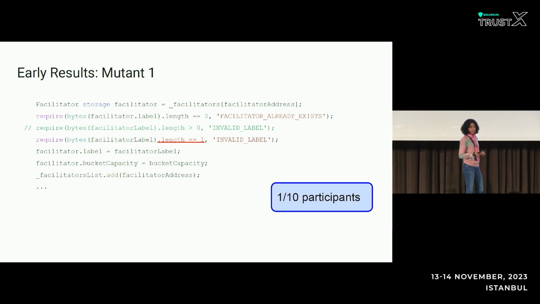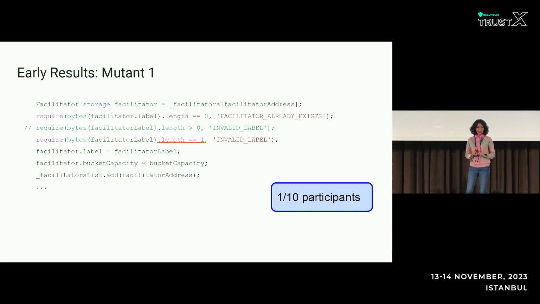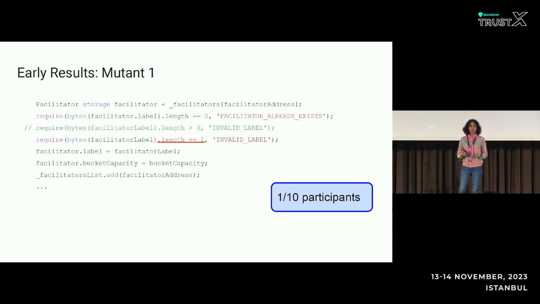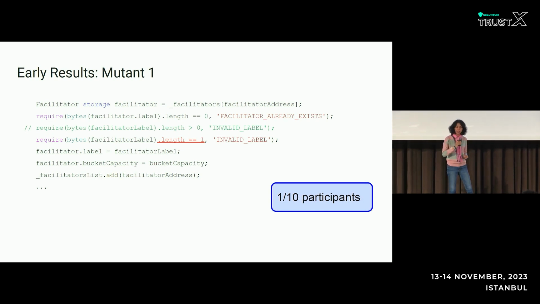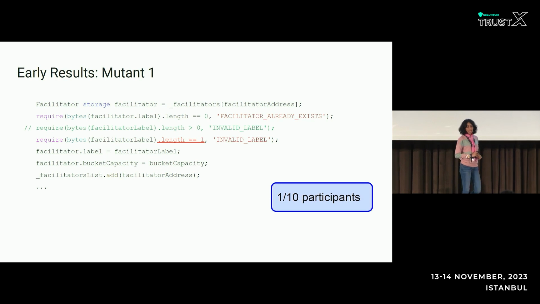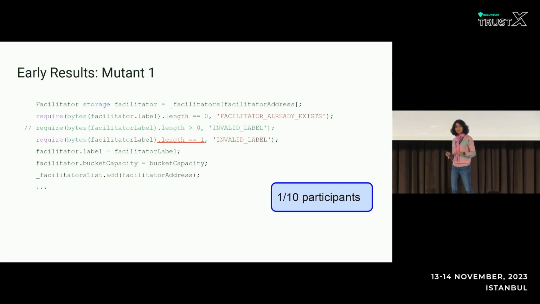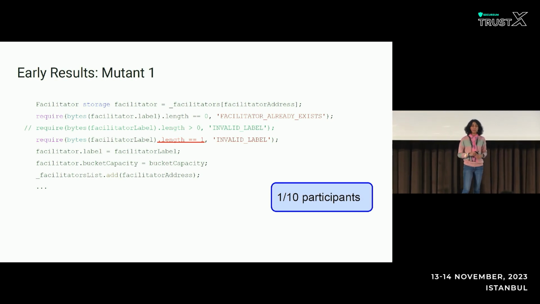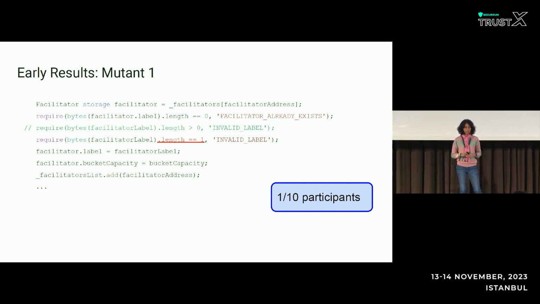Here, the change that was done in the code is there was a require clause, and we basically just changed what the require was checking from greater than 0 to being equal to 1. And we found that this mutant was caught by only 1 participant. None of the remaining 9 participants could write a property that could catch this mutant.